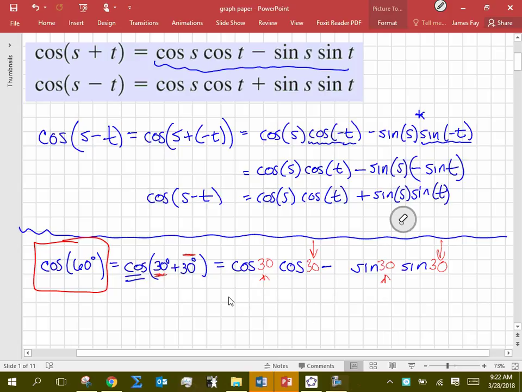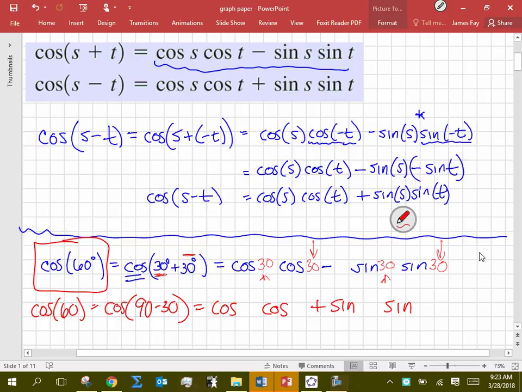What's another way I could have gotten 60? Okay, 90 minus 30. So cosine of 90 minus 30. So now I'm going to go cosine, cosine, cosine as the complementary sign. So this is a minus, so it's going to be a plus. And then I go sine, sine. Then go back and fill in these angles in the order that they are. So it's going to go 90, 30, 90, 30.